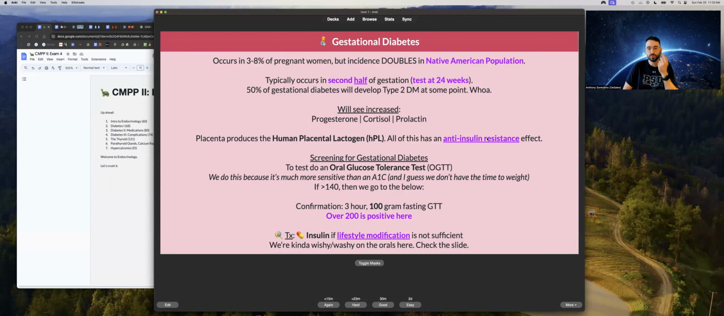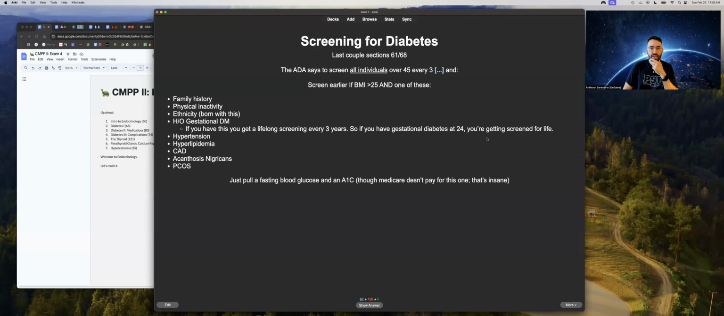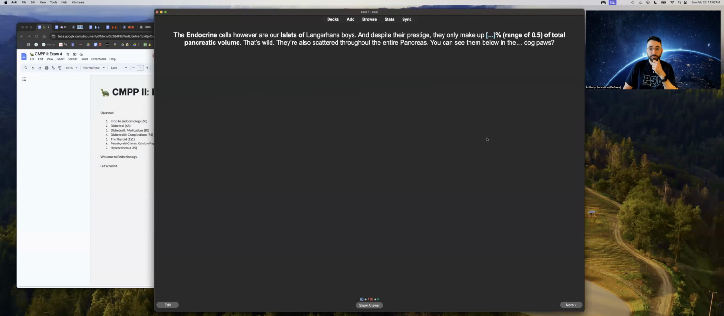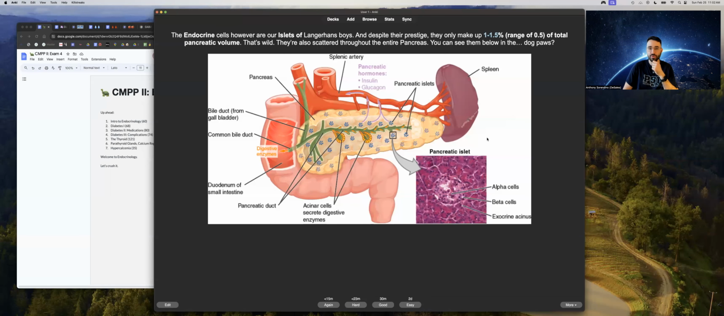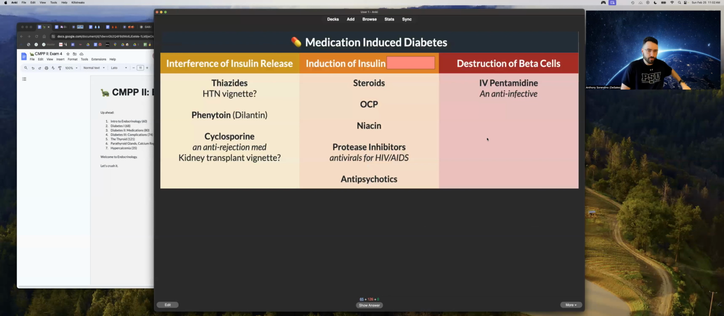Inhibin, cortisol. The ADA says to screen all individuals over 45 every 3 years. Islets of Langerhans are only 1 to 1.5% of total pancreatic volume. Isn't that crazy? And we can lose up to 60, 70% before we see anything. Induction of insulin, that's release. So this should be resistance.